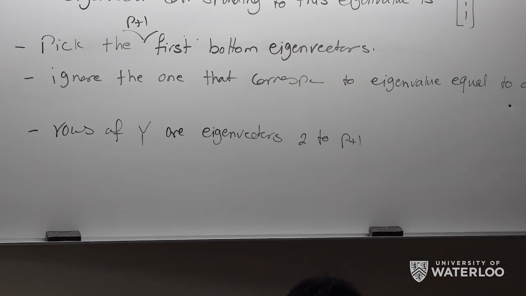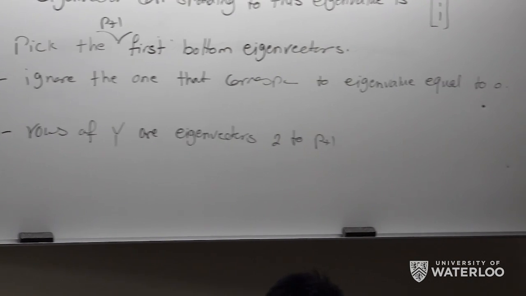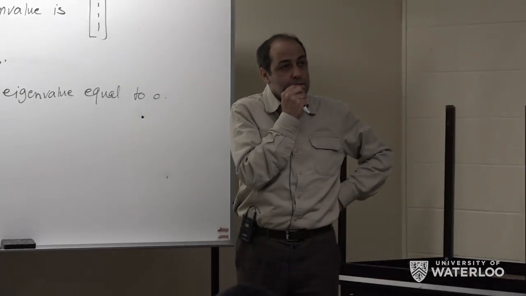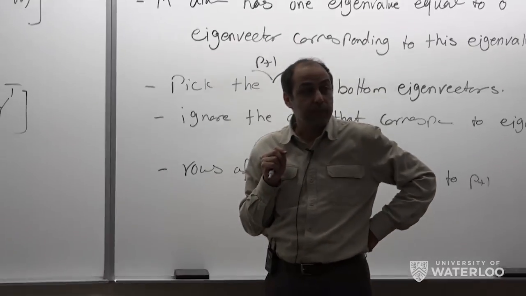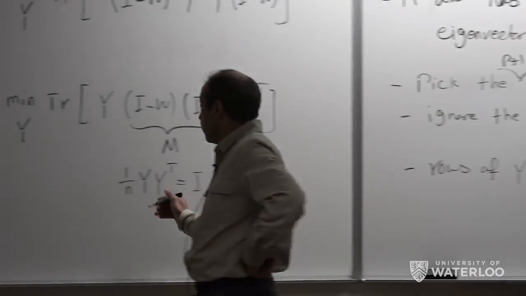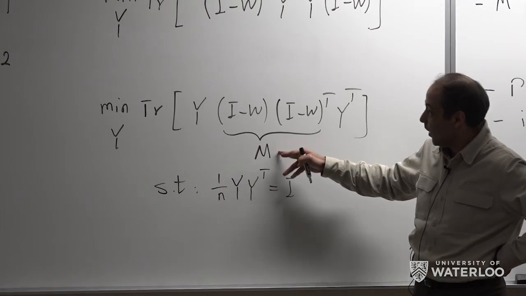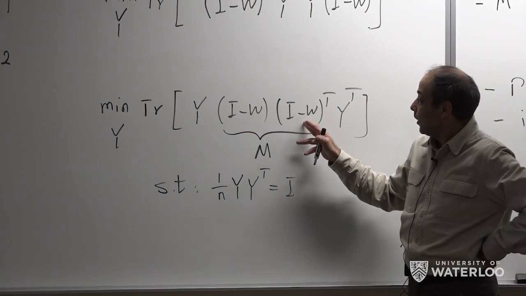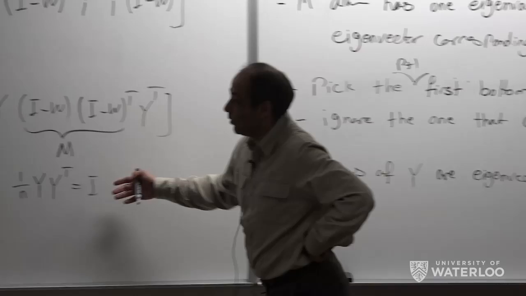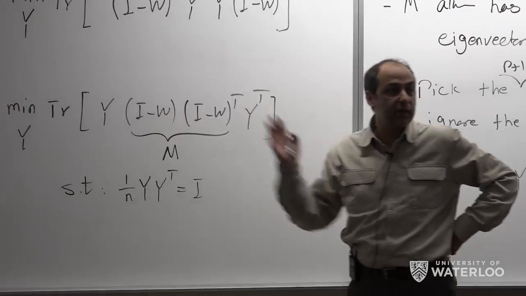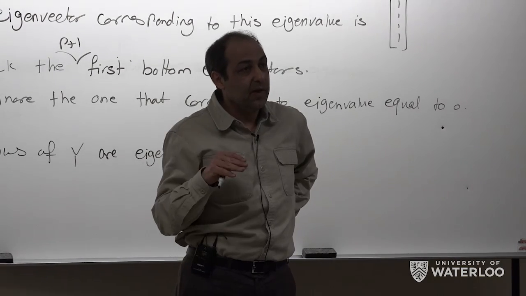Okay? Yes? Can you explain again why M is equal to 1 over n Y transpose? Why M is equal to what? No, it's not equal to this. This is the constraint. That's the constraint of the problem. M is equal to I minus W times I minus W transpose. Then we add a constraint to the problem because if it's unconstrained, the solution is 0. Y equal to 0 is the optimum value.